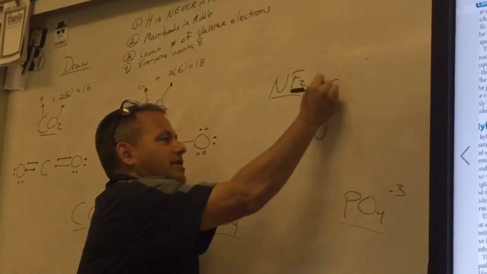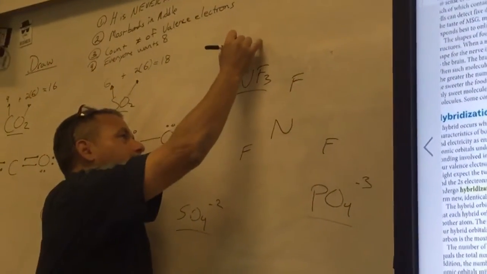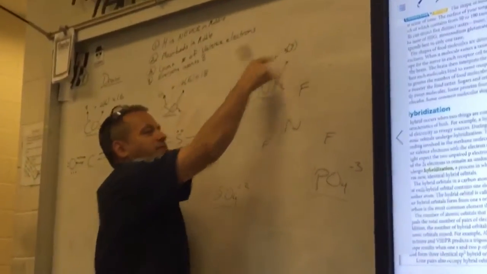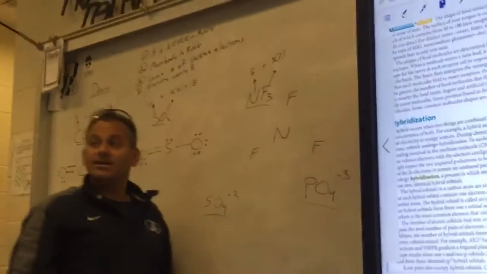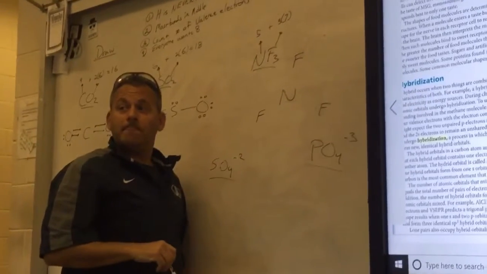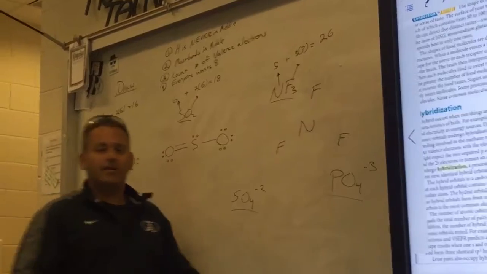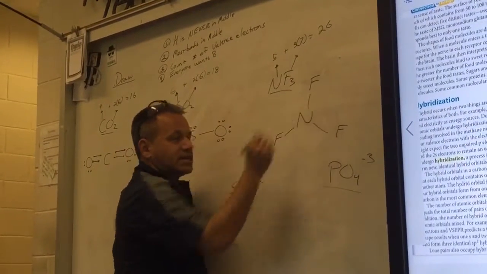Okay, you've got 3 fluorines. Nitrogen has 5, because I knew that from the periodic table. Fluorine has 7. There are 3 of them. What's 5 plus 21? 26. Okay, connect them. 2, 4, 6.